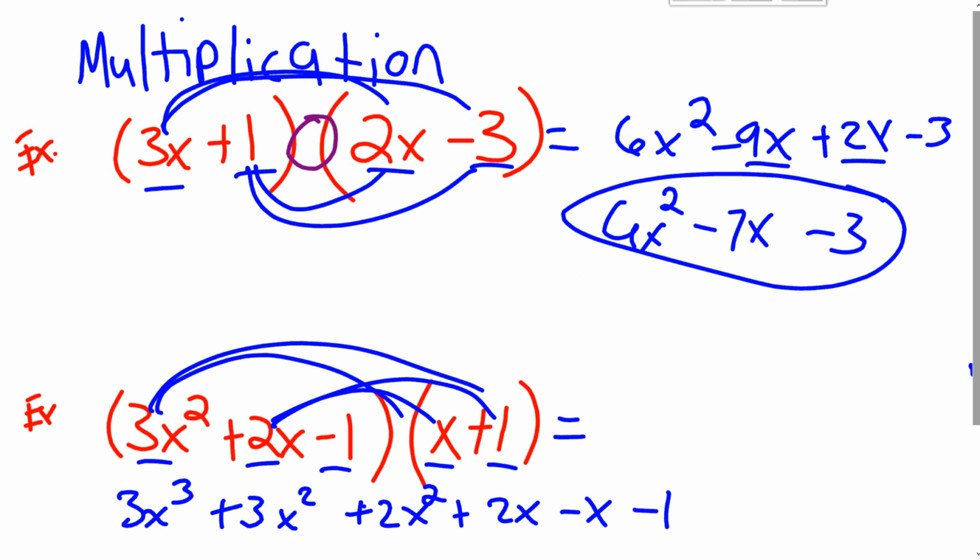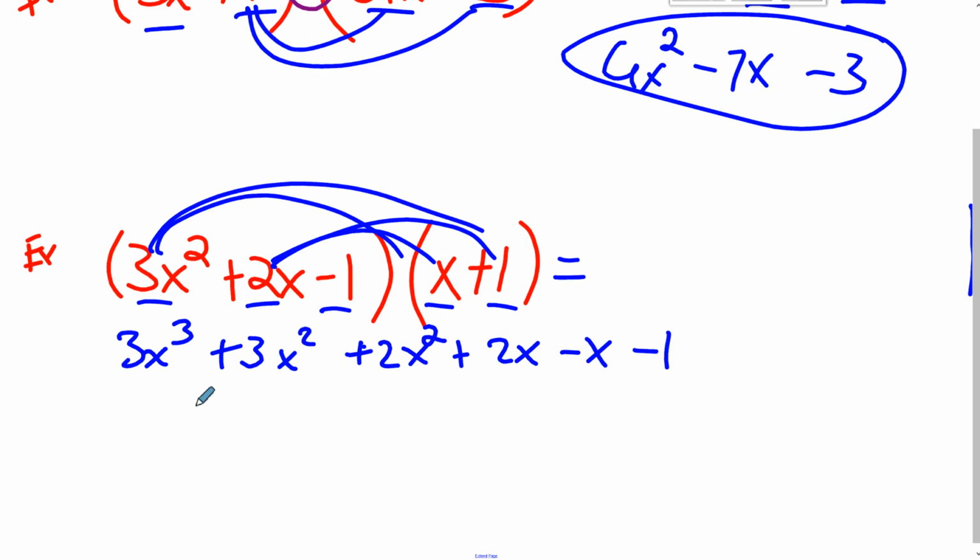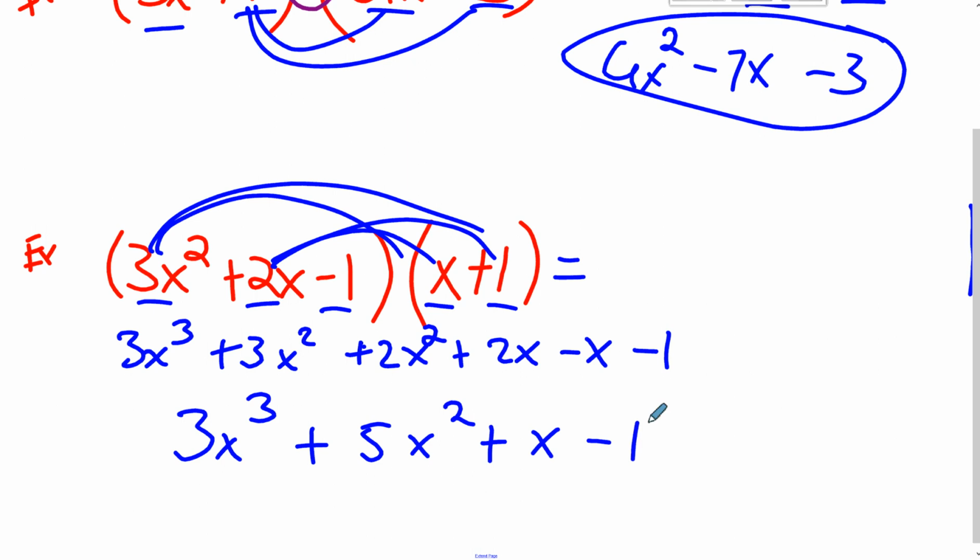Now I can combine like terms. So we get 3x cubed. So what is my degree of this polynomial? My degree is 3. That's the degree of the polynomial.